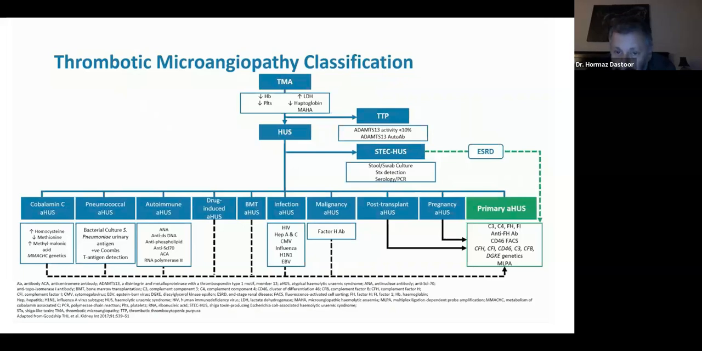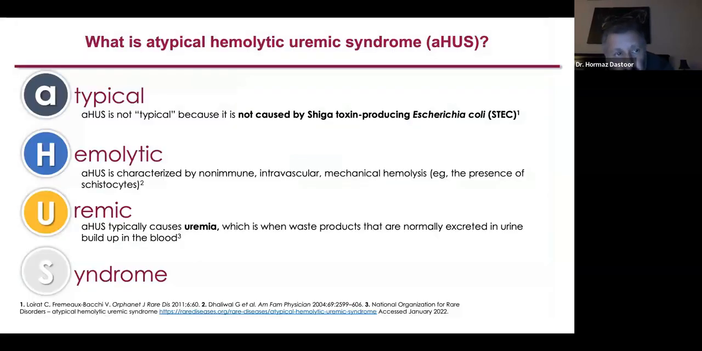So you have a big differential diagnosis, but I think it's very helpful to remember this slide and how to proceed stepwise in your differential diagnosis whenever you have a patient who presents with TMA. Now, why do we call it atypical HUS?